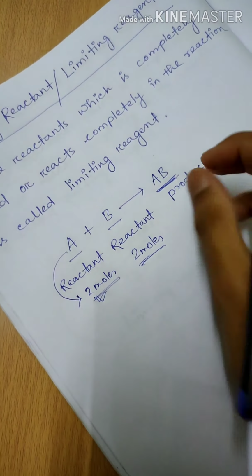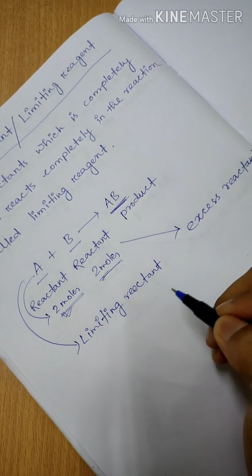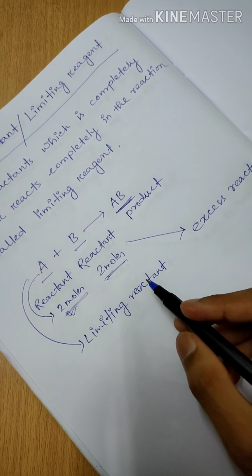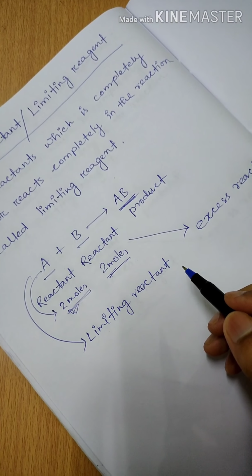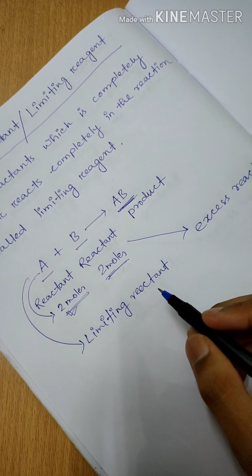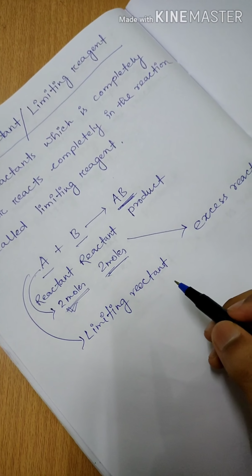Okay, so what we have got: if one reactant is the excess reactant, then the other will be the limiting reactant or limiting reagent. So in this method you can identify the limiting reactant easily, which one will be the limiting reactant or limiting reagent.